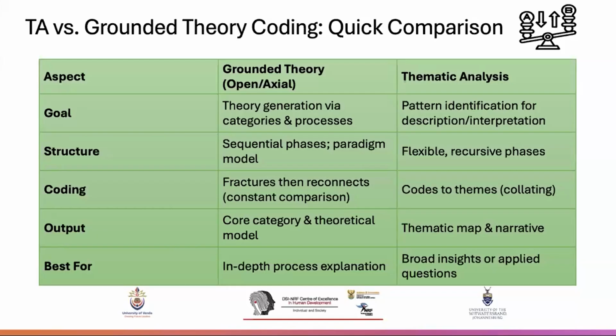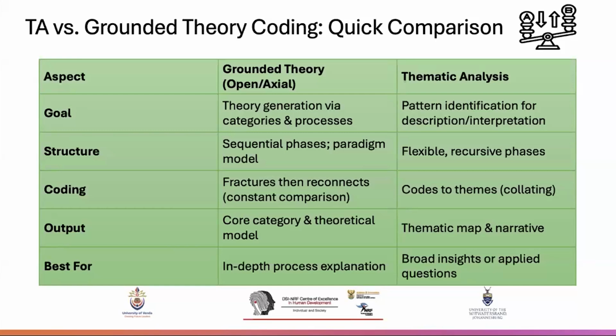Your output is also another distinction that you need to understand. With grounded theory, you are more focused on the core category, and this would be done in a theoretical model. Whereas with thematic analysis, you get what we call a thematic map, and the form here is much more narrative. Like I've mentioned, this is focused more on describing or interpreting the meaning and experiences of people.